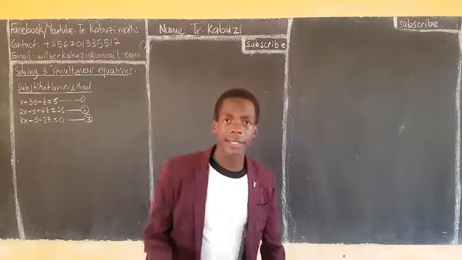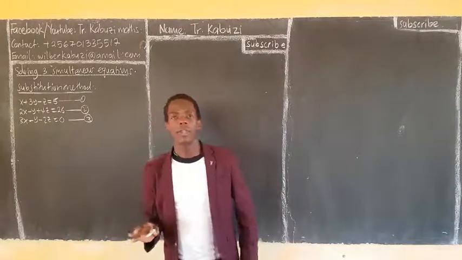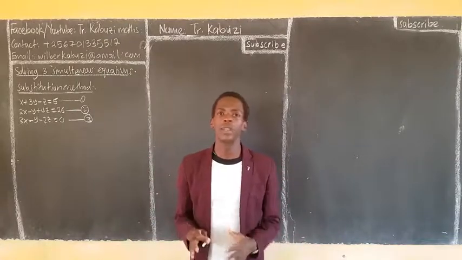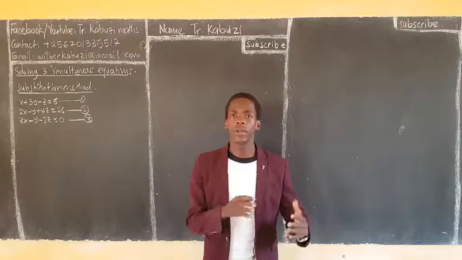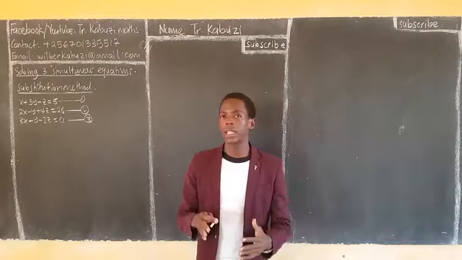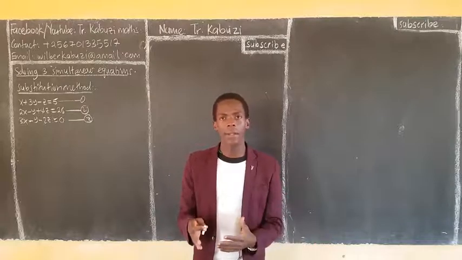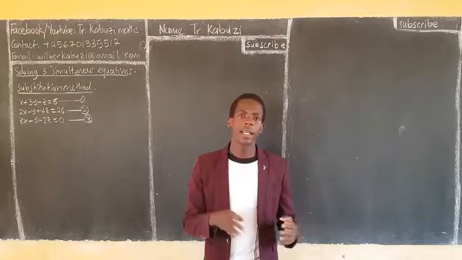Okay, so members, we are going to see more about how we solve simultaneous equations. Now I'm going to use what we call the substitution method. We have seen how we use the elimination method. Now we are going to see the substitution method. With substitution, you make one letter the subject. Now the question is, which letter should I make the subject?